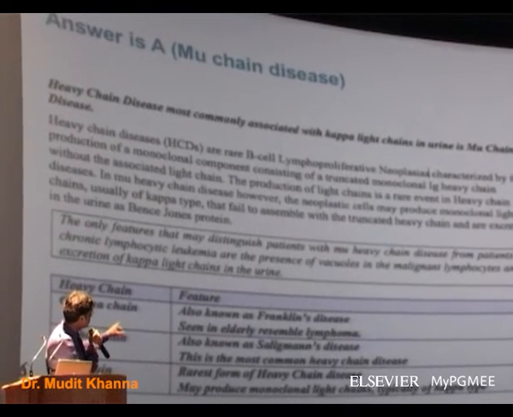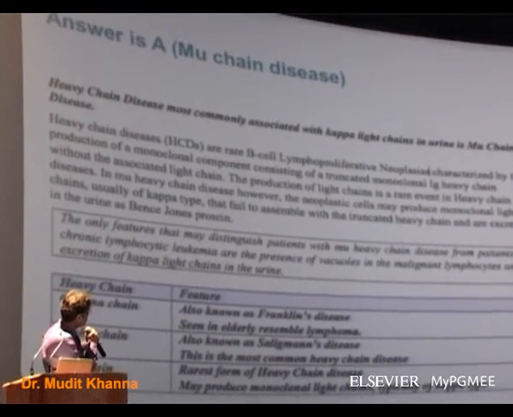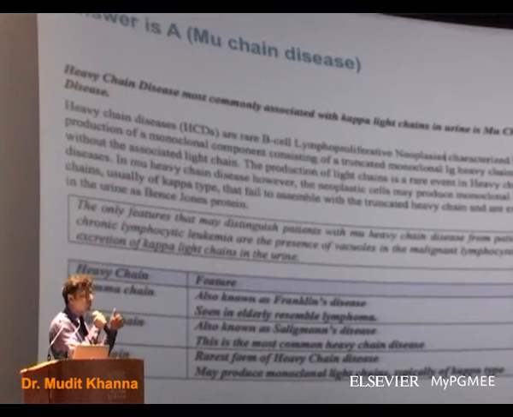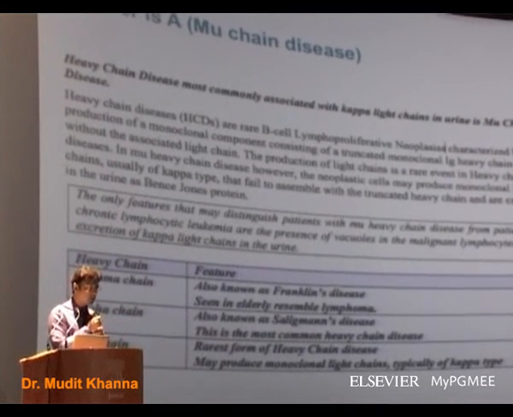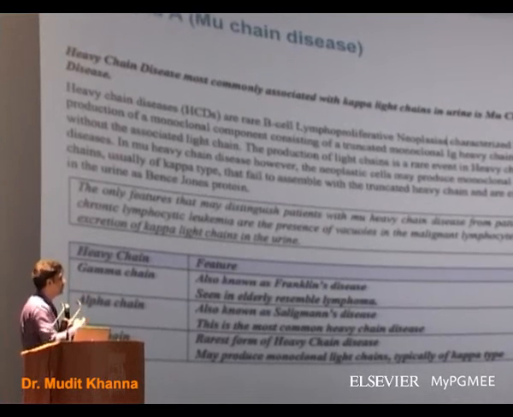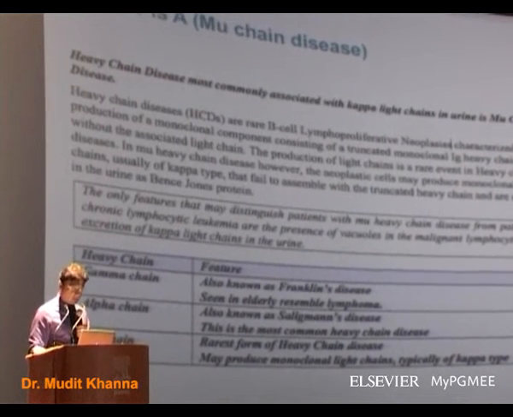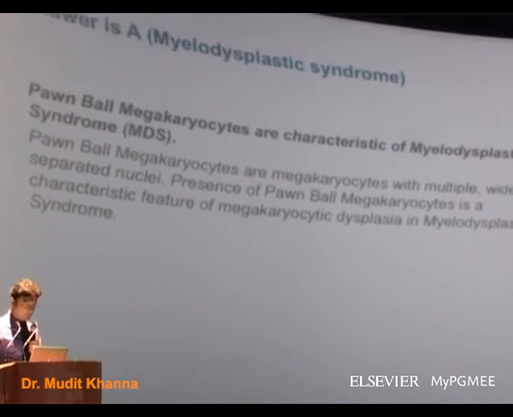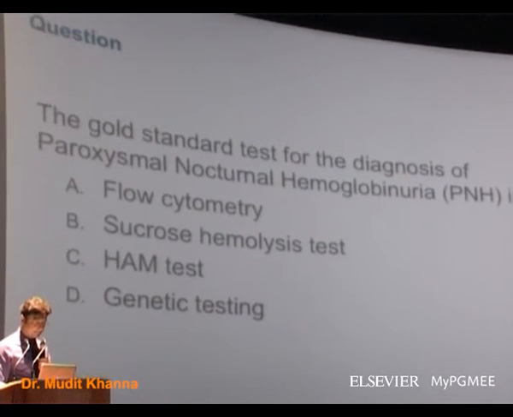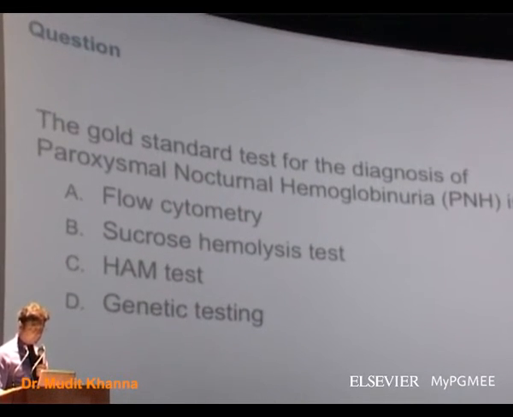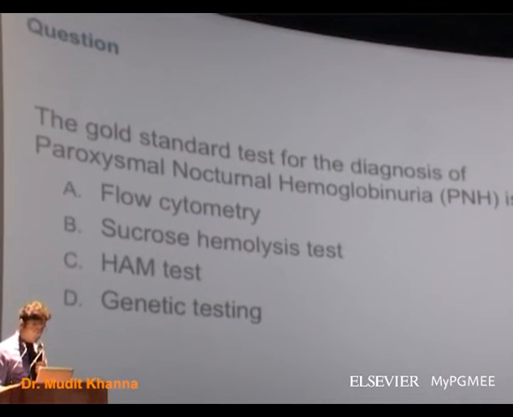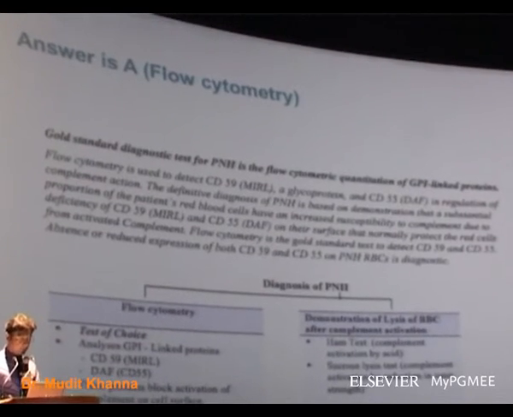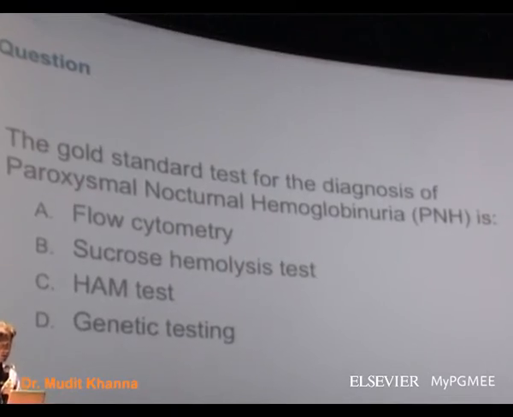The answer is Seligman's. And the third question on mu chain which is asked is the same. May produce monoclonal light chains typically of the kappa type. So one for each, and these are how these questions are asked. Not a very important topic, but one question from each one is most frequently asked. This should be easy. A. Correct. A. Absolutely correct. But all the tests are for any test which is not done for PNH.